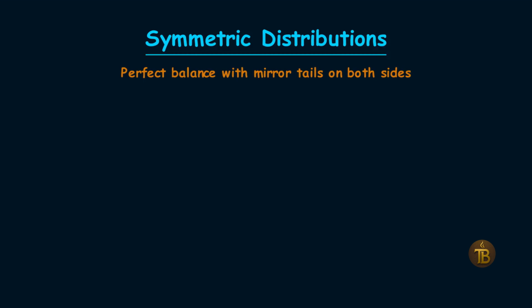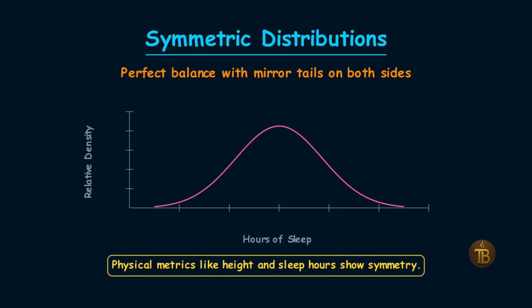Symmetric distributions show a perfect balance, with mirror image tails extending equally on both sides. Physical metrics like height or average hours of sleep typically follow this bell-shaped symmetric curve.